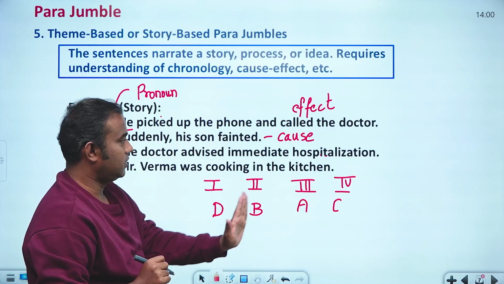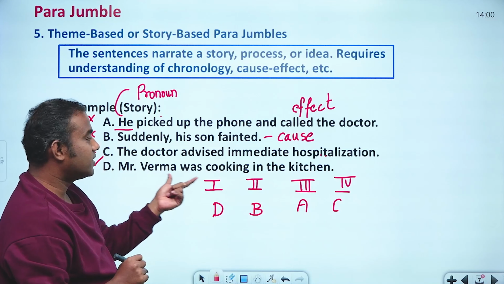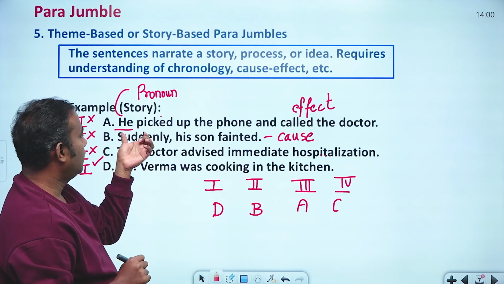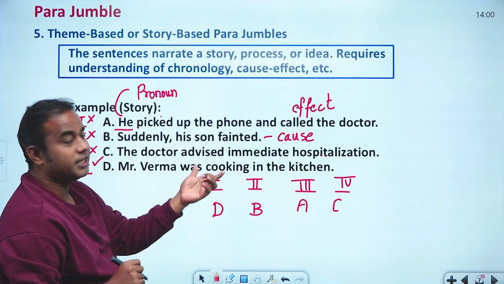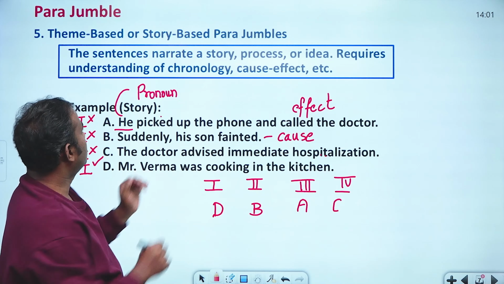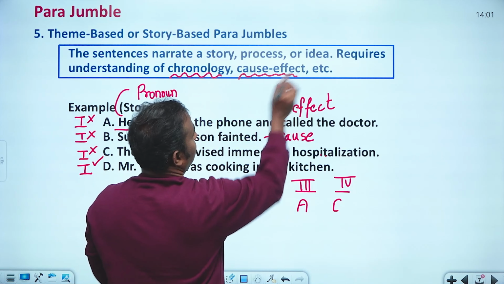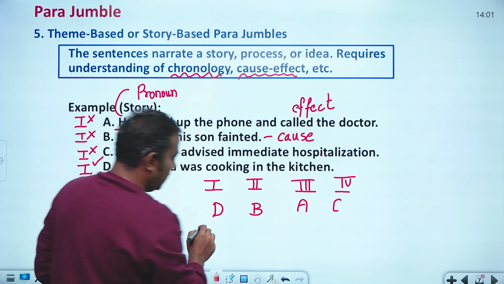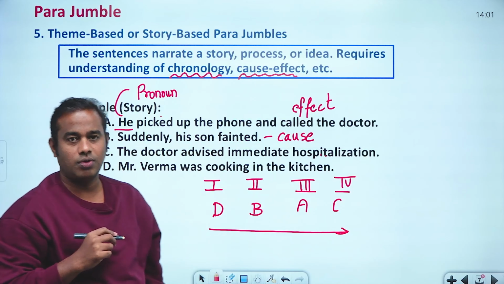D, B, A, C. Now try to read the sentences here. Mr. Verma was cooking in the kitchen. Suddenly his son fainted. He picked up the phone and called the doctor. The doctor advised immediate hospitalization. Now this is making meaning, and you can also see the chronology, cause and effect. This flow is looking good in this case. This is the way we have to solve the problem here.